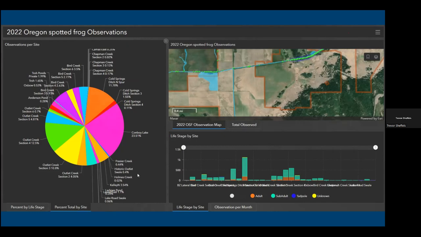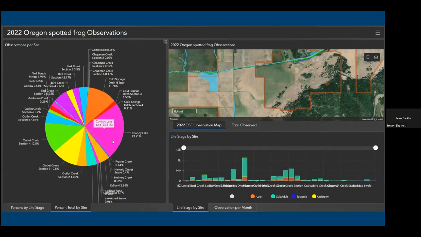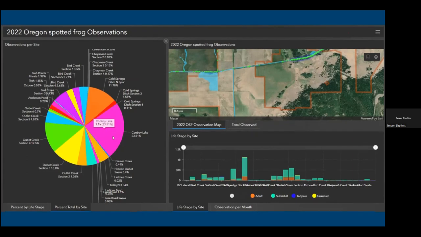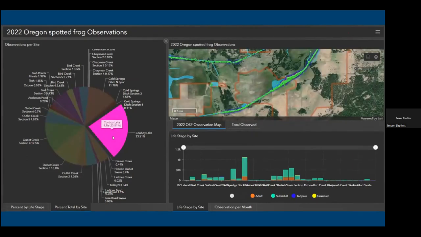We also look at percent by site. So this depicts all of the sites where spotted frogs were observed. And if we wanted to take a closer look at any site, say Conboy Lake, which looks like it had the highest number of sightings this season, we can click on this slice, and if you noticed, the map zooms in to that unit in the valley.